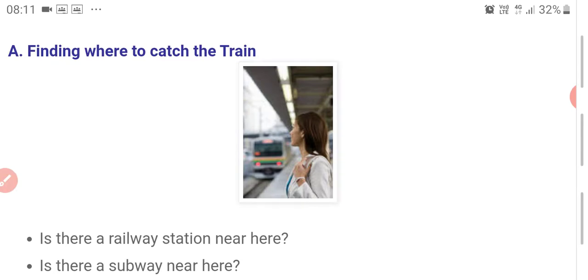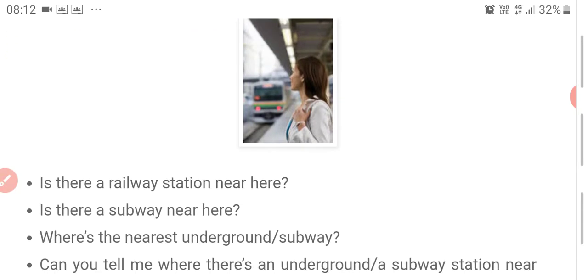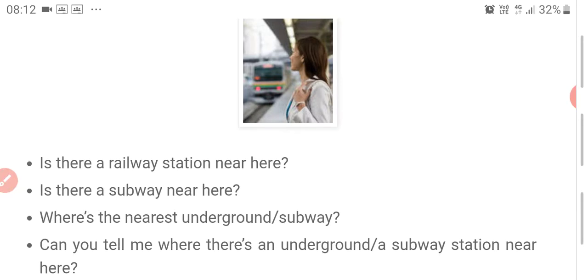All right. Is there a subway near here? You could ask anyone, and please practice this. Is there a subway near here? Just repeat it over and over again, so that when you really need it, it would come to you automatically without floundering.